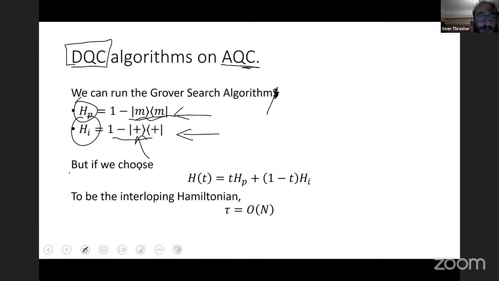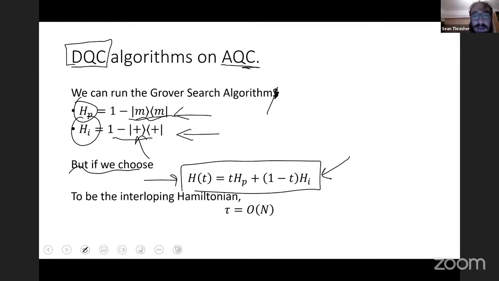But the issue is that if we make this choice right here, so if we choose to evolve our system like this, then we find that the runtime grows linearly in the size of the problem. And this is actually not at all an improvement compared to the classical algorithms that exist. The Grover search algorithm for digital quantum computing has a square root n.